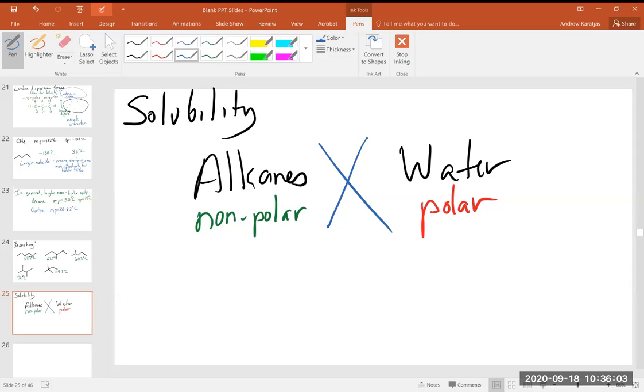In general, solubility is determined by polarity. If you want two molecules to be soluble, then their polarity needs to be similar. Or we often say like dissolves like. So a polar solute will dissolve in a polar solvent. A nonpolar solute will dissolve in a nonpolar solvent. But nonpolar and polar in general won't mix.